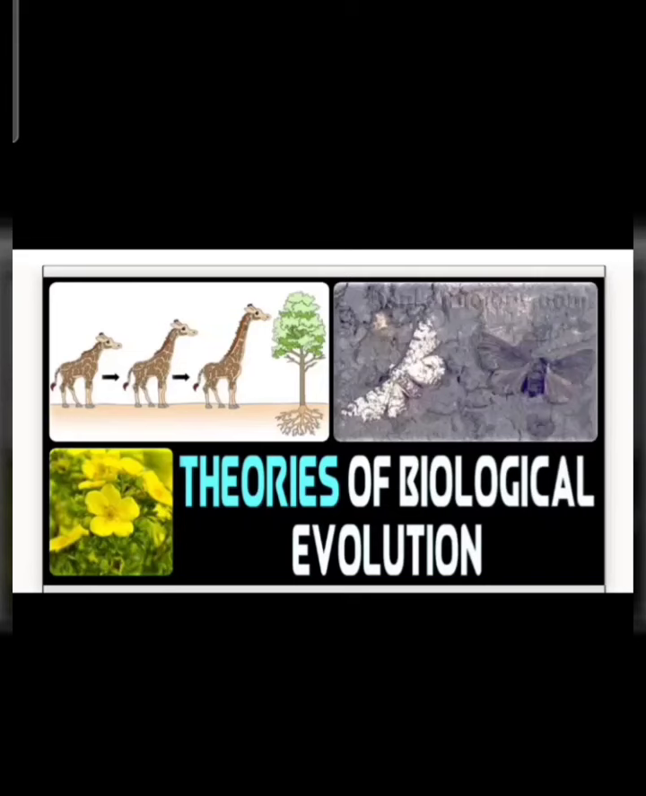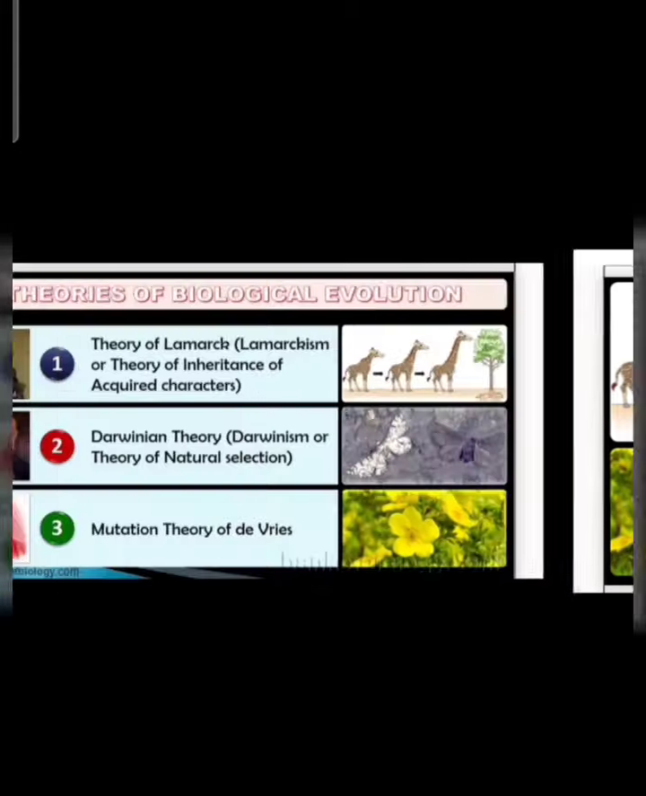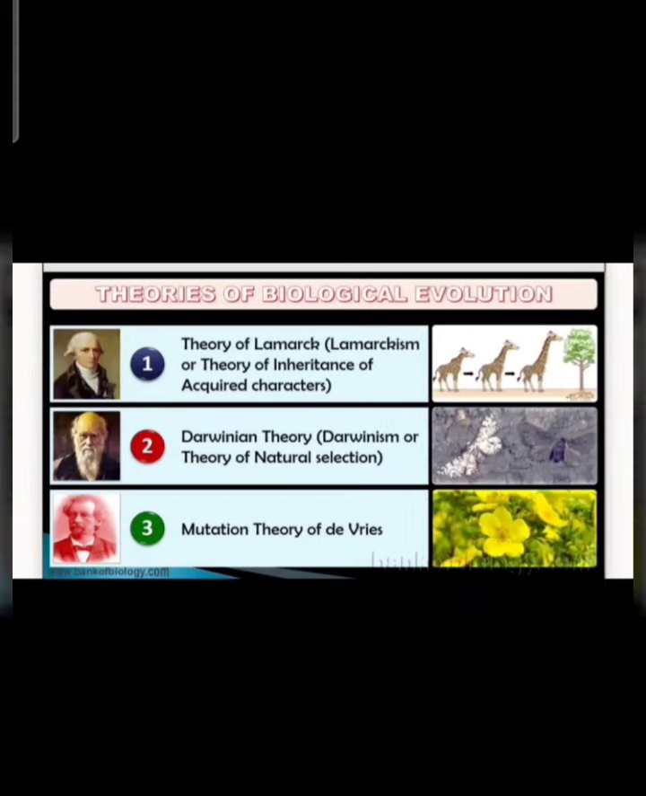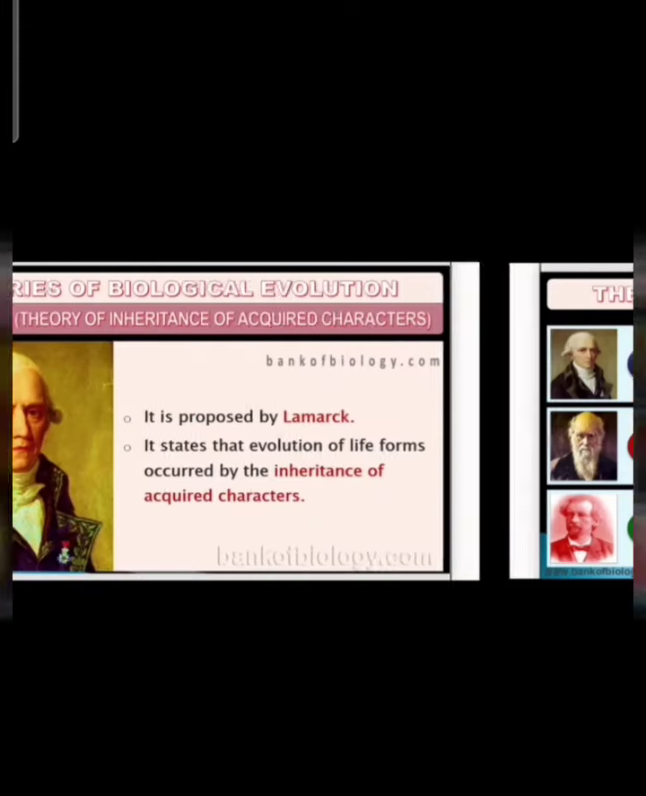Students, today we will continue the evolution chapter where we'll study different theories of biological evolution. Here we'll study the theory of Lamarck, Lamarckism or the theory of inheritance of acquired characters. Next, Darwinism, that is the theory of natural selection, and the mutation theory of De Vries, right?